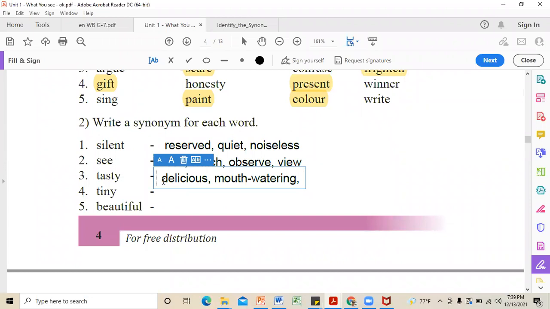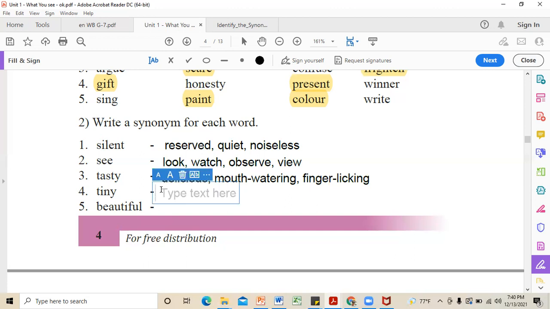Also, in some cases, you might have heard "finger licking good". I think it is KFC, right? So that is also something which we can use when we are just talking about some food, right? So these are a few words which we can use when it comes to tasty. And we'll move on to the next word, tiny.